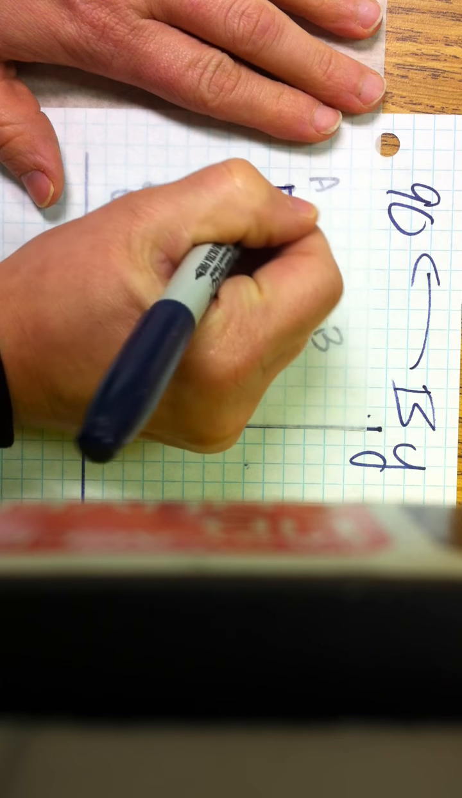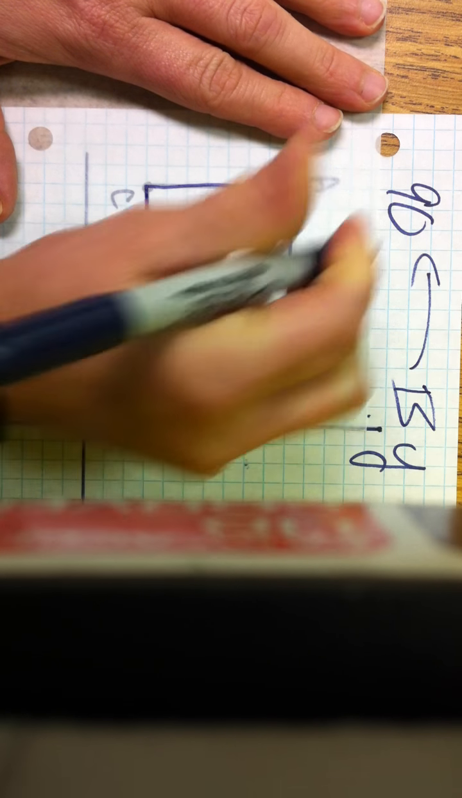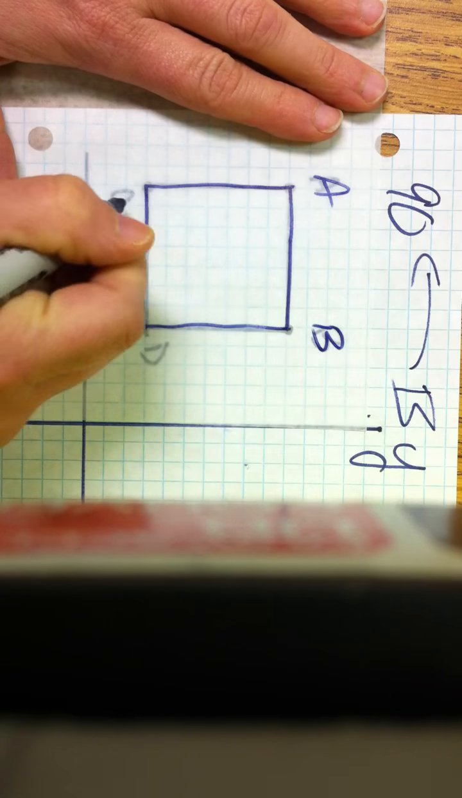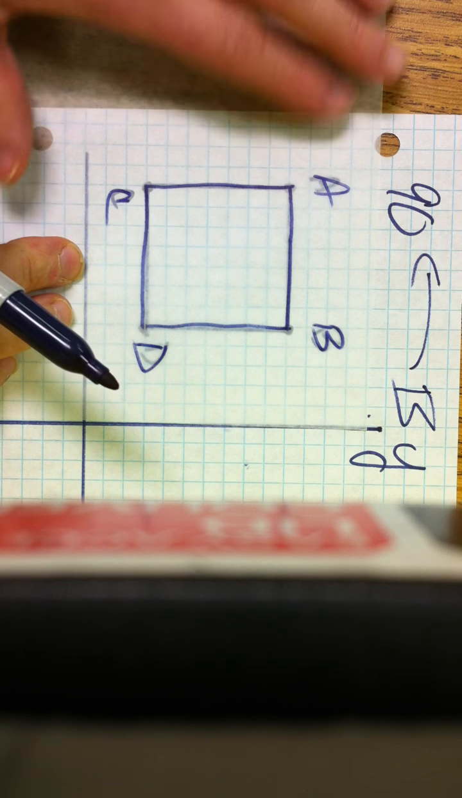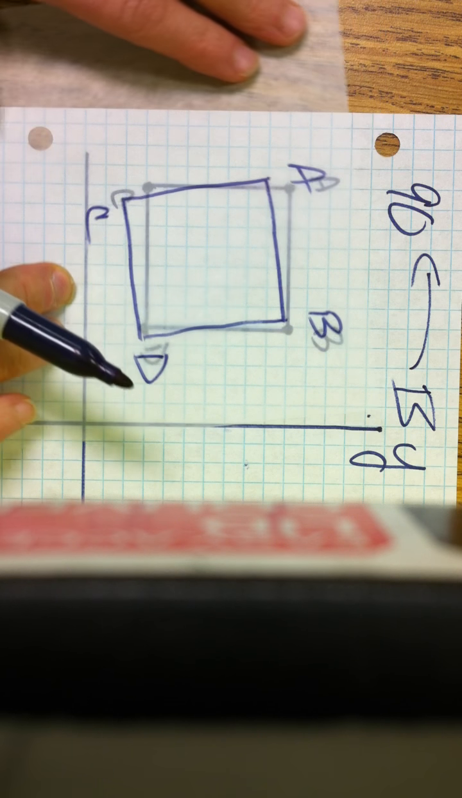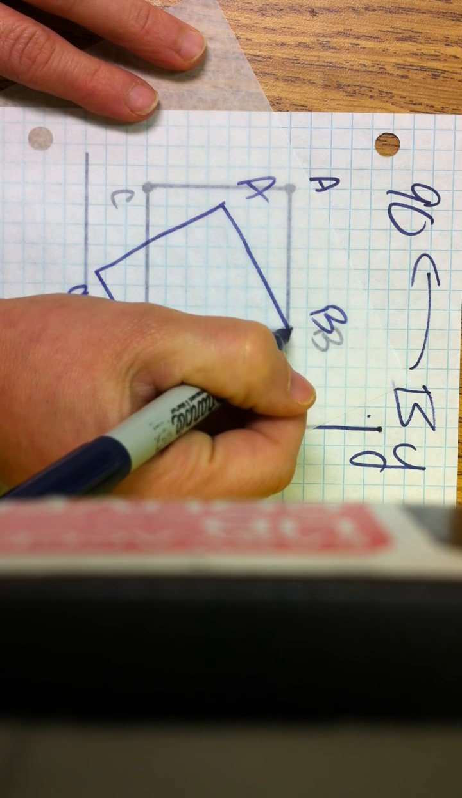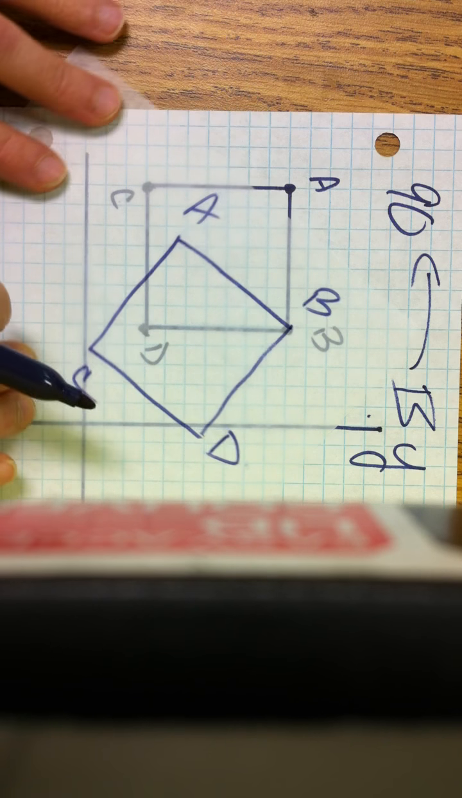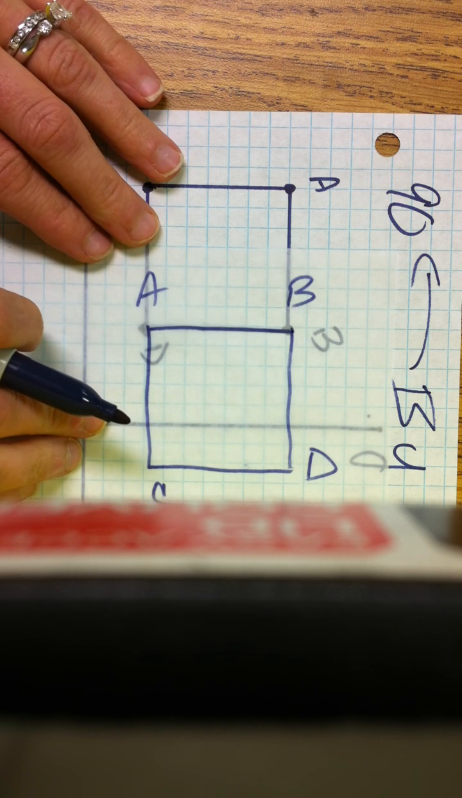So just like I did last time, I'm going to make myself a copy. I'm going to make sure I label my points correctly, because sometimes when you're rotating, it's easy to lose track of what goes where. Now, since I'm rotating it counterclockwise, it's going to go in this direction. And because B is our center point, that means that B is going to hold steady in one spot while the rest of it rotates around.